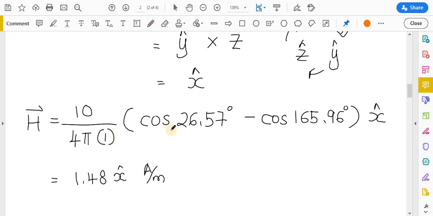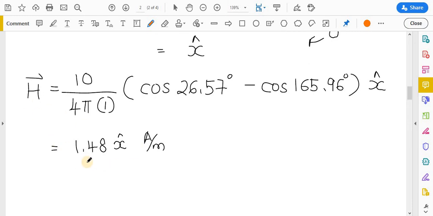So you insert the value that you have. Here you insert it. Then you will find that the magnetic field is this value in the X direction.